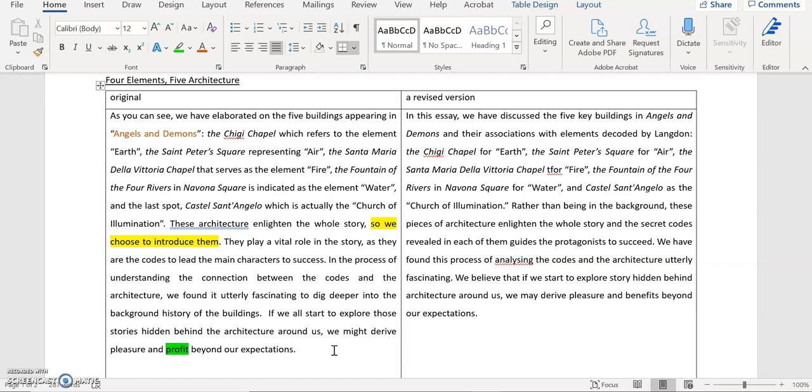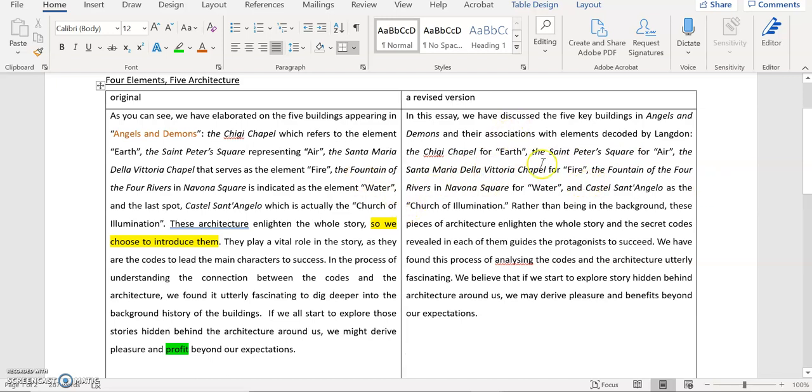Let's have a look at the revised version, as I want to re-emphasize that this is not the perfect one. Okay, let's have a look at it. In this revised version, I say in this essay, we have discussed the 5 key buildings in Angels and Demons and their association with the elements decoded by Langdon, including the Chigi Chapel for the earth, St. Peter's Square for the air, the Santa Maria della Vittoria Chapel for fire, etc.